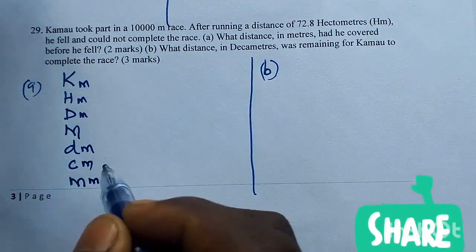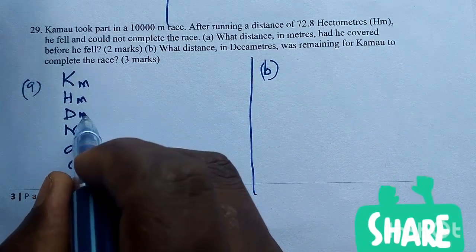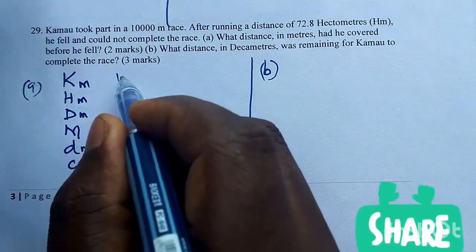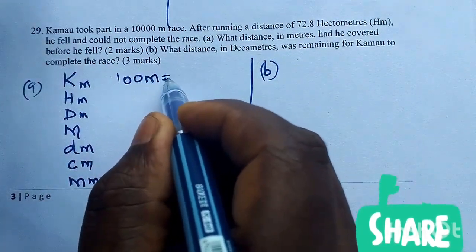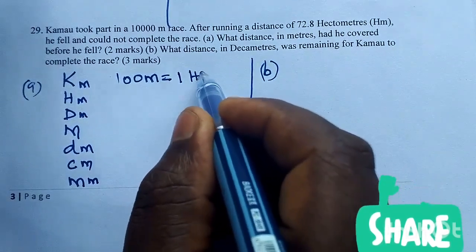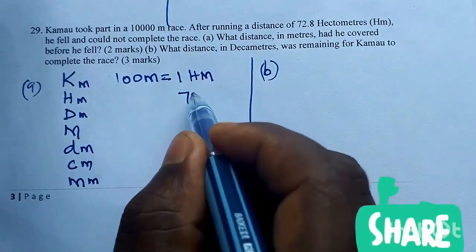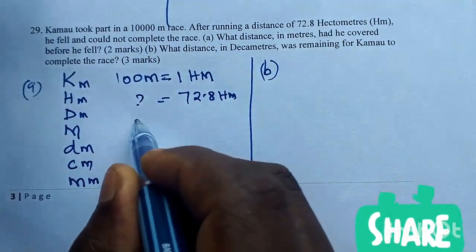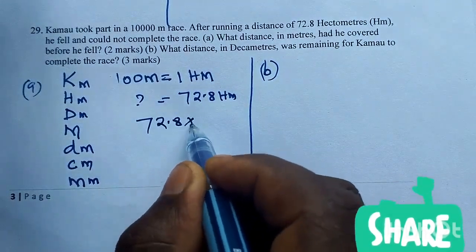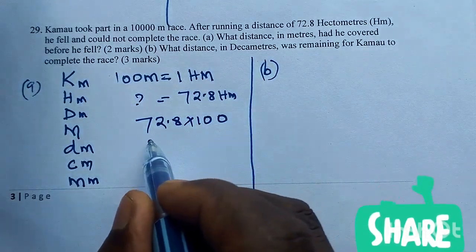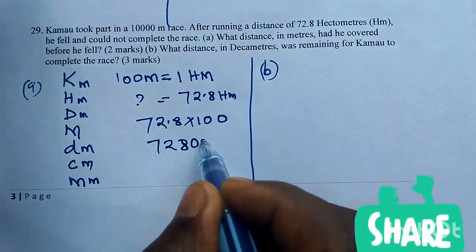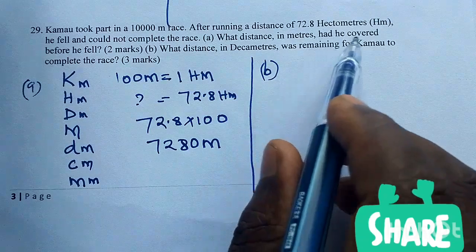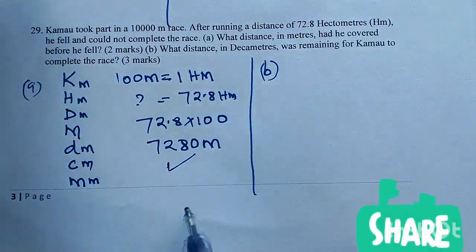So how many meters are there in a hectometer? It is 100. So it means that 100 meters is equal to 1 hectometer. So 72.8 hectometers would be how many meters? It would be 72.8 times 100. So that is 7280 meters. So he had covered 7280 meters before he fell.